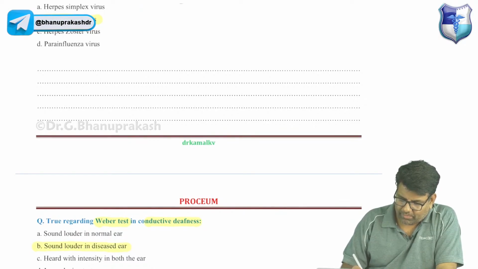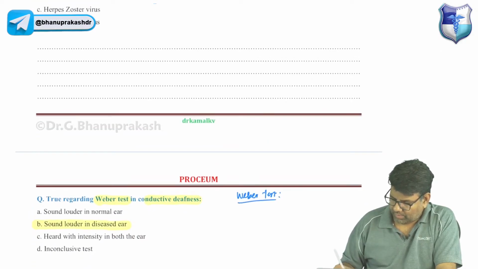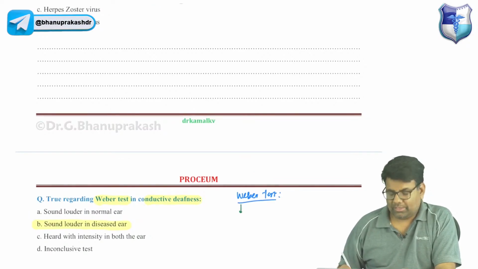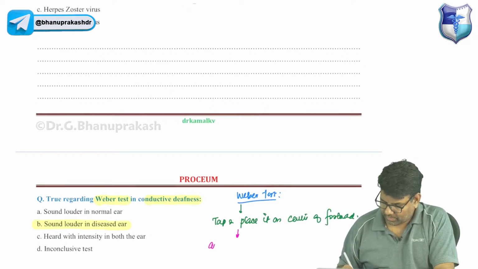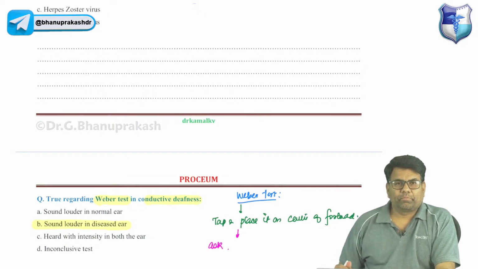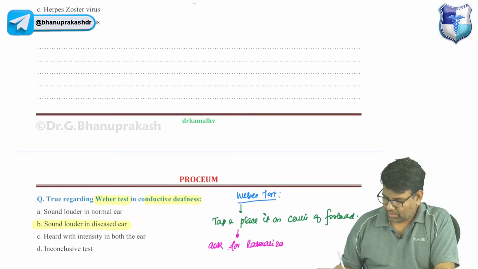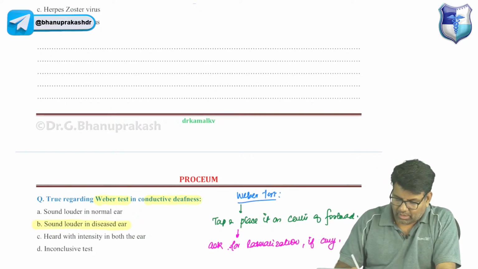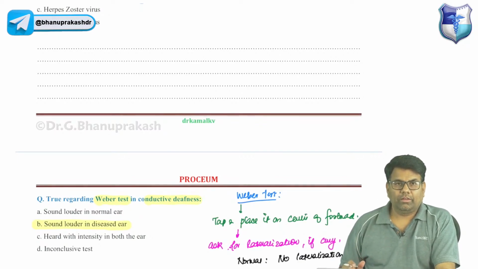Now here, what do we actually do in the Weber test? We tap the tuning fork and place it on the center of the forehead, and then you need to ask in which ear the patient is hearing better. Or in simpler terms, where is the lateralization? Is it going to one particular ear or is it the same on both sides? Ask for lateralization, if any. In a normal person, there is no lateralization.